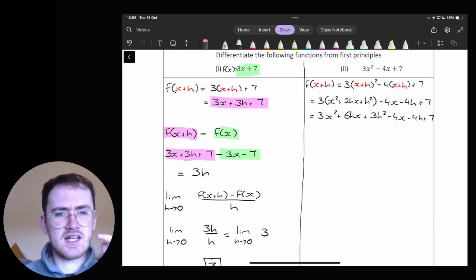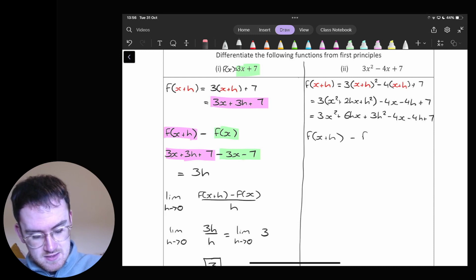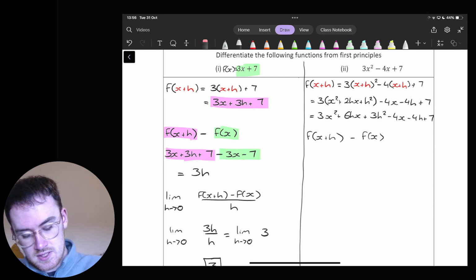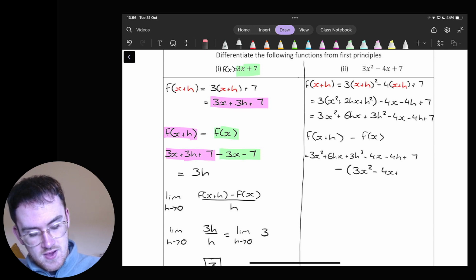So it's just important to lay it all out appropriately. So let's evaluate f of x plus h minus f of x. Okay, so 3x squared plus 6hx plus 3h squared minus 4x minus 4h plus 7 minus, and I'm subtracting this whole function, and I'm going to lay it out very explicitly this time so that we can really make sure we're getting all the points.